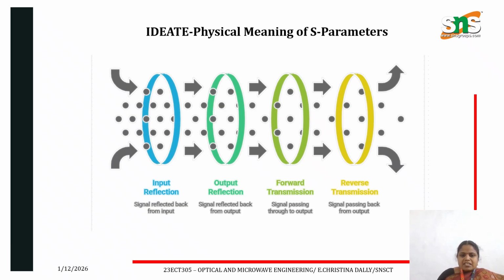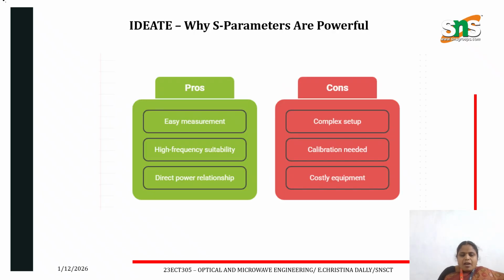The signal reflected back from the input is termed the input reflection, and the signal reflected back from the output is known as the output reflection. And here we have forward transmission and reverse transmission. In forward transmission, the signal passes through to the output, and in reverse transmission, the signal passes back from the output. These are all the parameters.